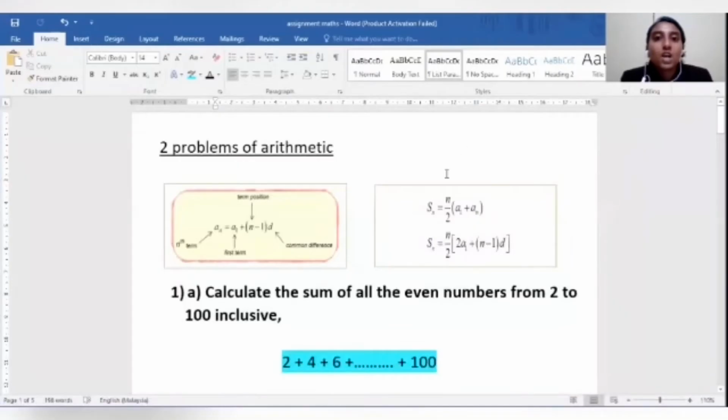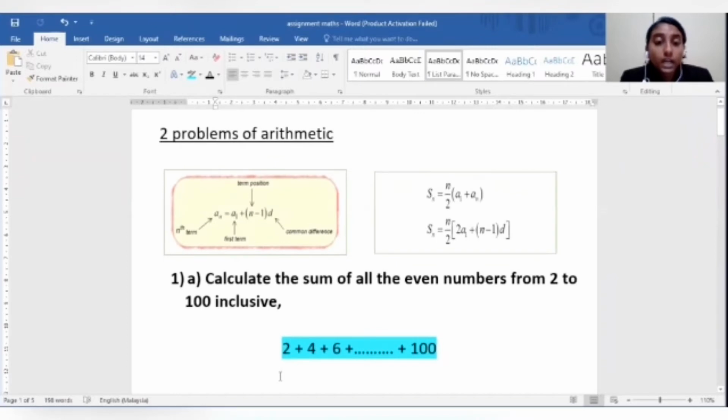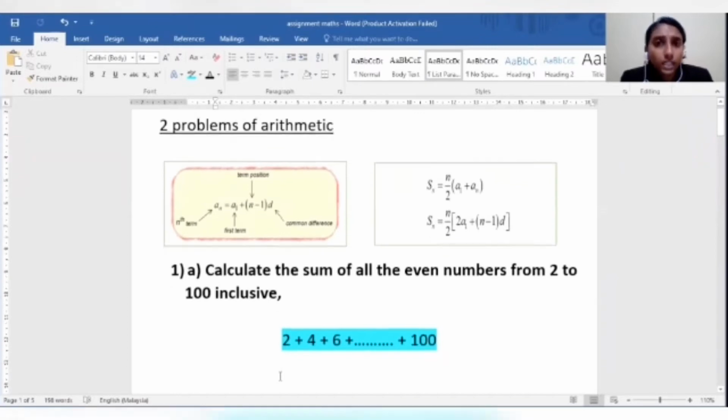So now I'm going to explain how to solve two problems in arithmetic sequences. The first question is to calculate the sum of all the even numbers from 2 to 100 inclusive. As we can see here, this is an arithmetic series. So the first thing that we have to do is identify the nth term. How to identify the nth term?